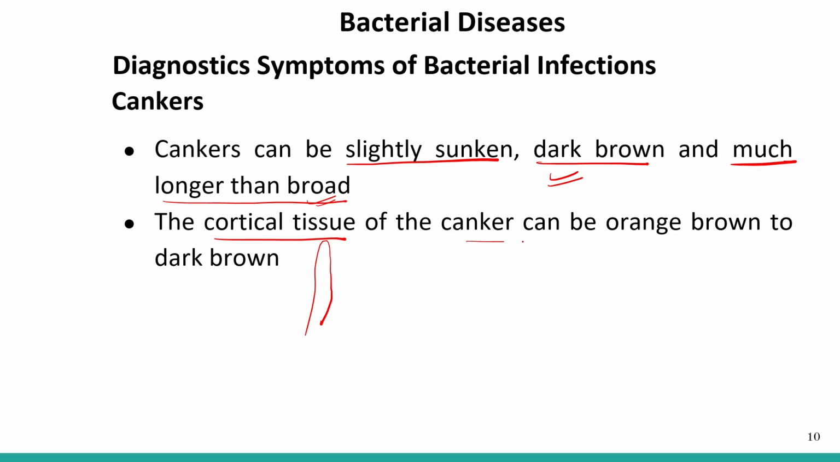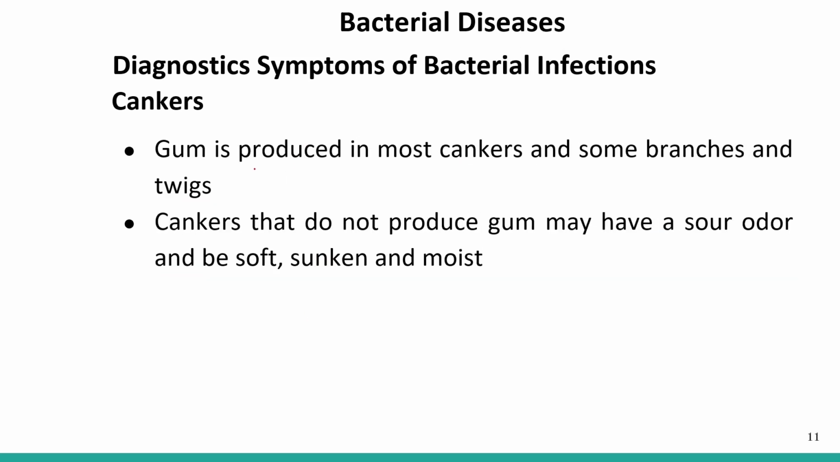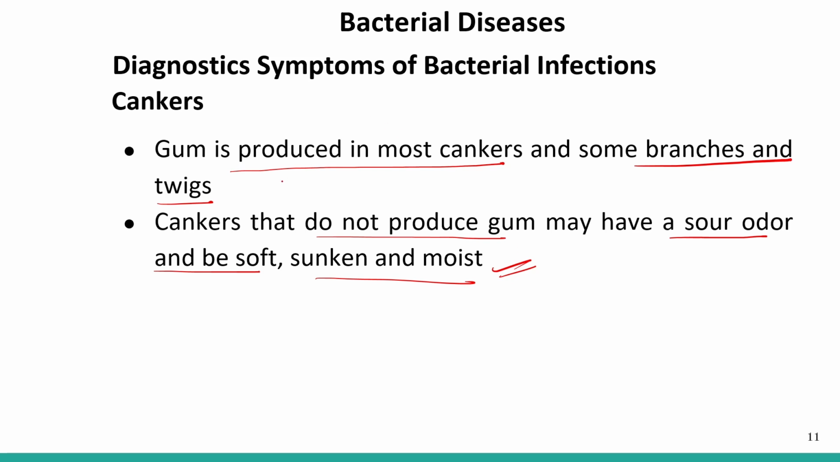Cortical tissues of the canker can be orange brown to dark brown. So the canker tissue becomes orange brown or dark brown. Gum is produced in most cankers on some branches and twigs. Cankers that do not produce gums may have a sour odor and be soft, sunken, and moist. So sometimes they produce gums, but sometimes they do not produce gums in some of the species, right? If they are not producing gum, then they have a sour odor and the tissue becomes very soft, sunken, and moist.